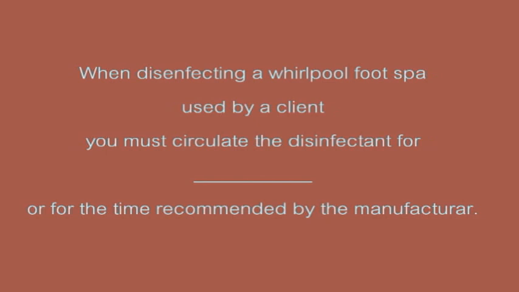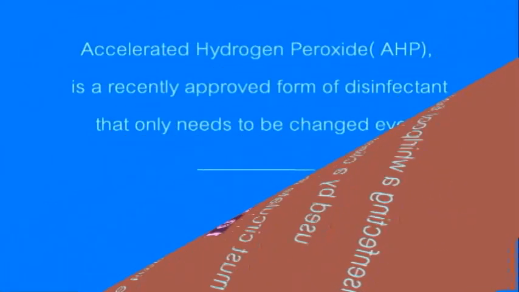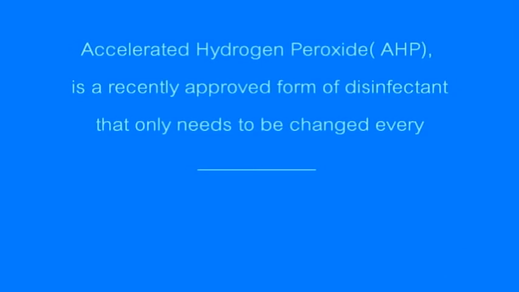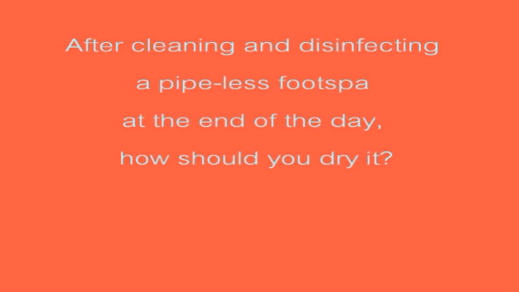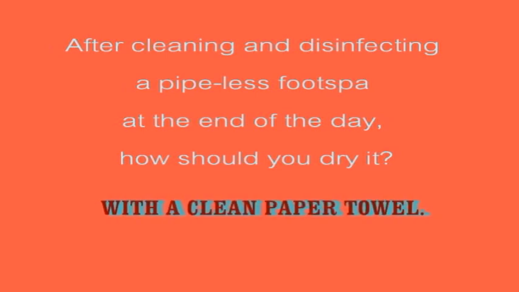Disinfecting a whirlpool foot spa used by a client: you must circulate the disinfectant for 10 minutes, or for the time recommended by the manufacturer. Accelerated hydrogen peroxide is a recently approved form of disinfectant that only needs to be changed every 14 days. After cleaning and disinfecting a pipeless foot spa at the end of the day, how should you dry it? With a clean paper towel.